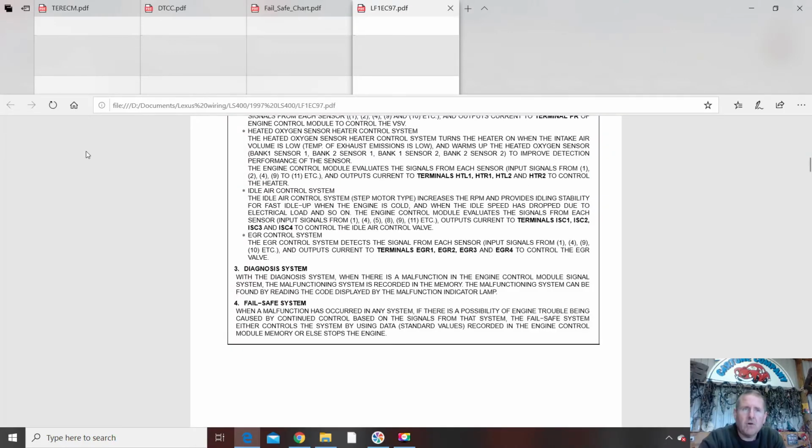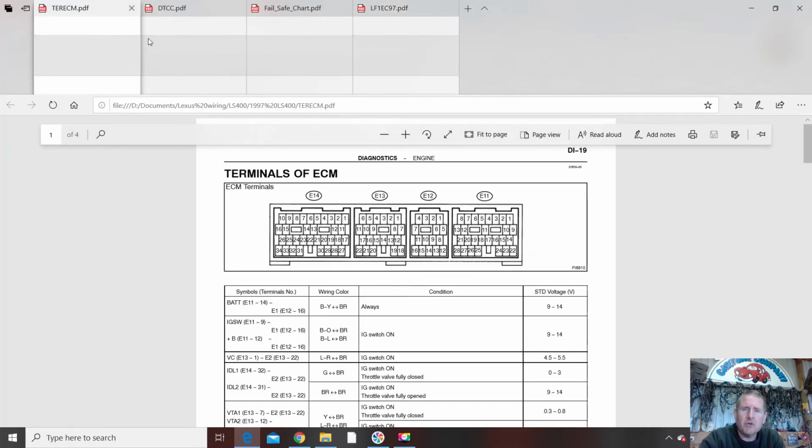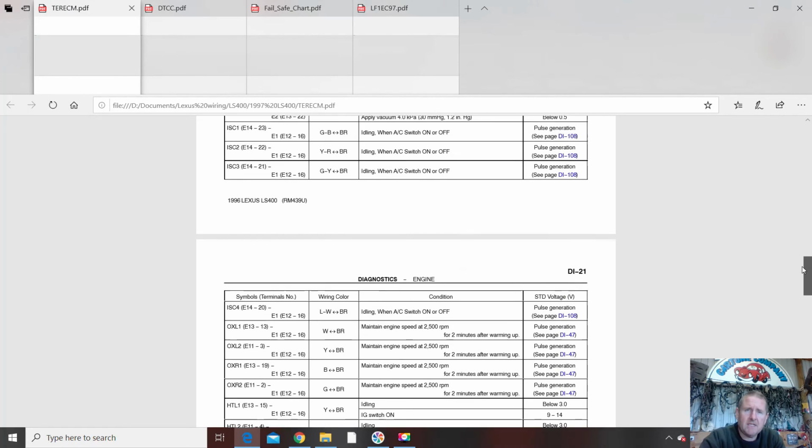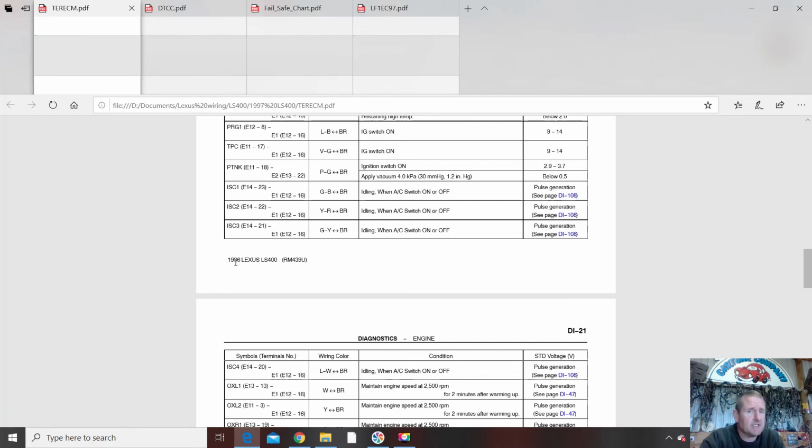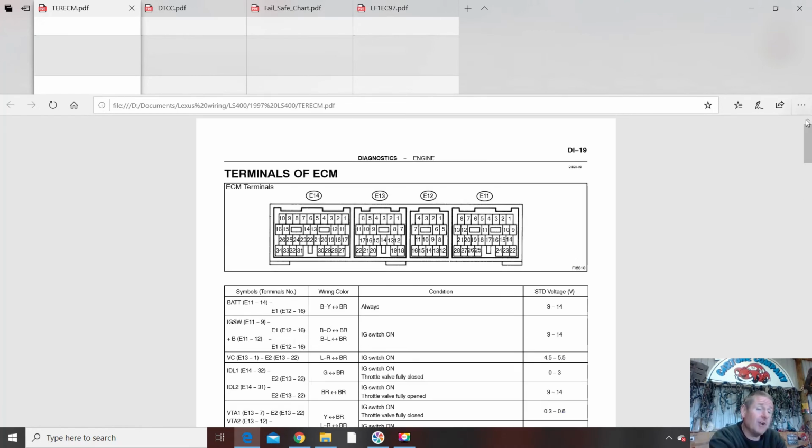The other one are some preset operations within the ECU that will happen when certain faults occur. We're going to talk about one of those soon, but let's have a look at the list. So I have here terminals of the ECU. This happens to be for a '96 LS400, which matches the ECU that I'm using.